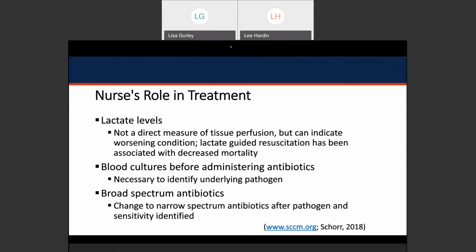The next step is to obtain blood cultures before administering antibiotics, and this is best practice. The rationale is to facilitate accurate identification of the underlying pathogen. But antibiotic administration should not be delayed if there's difficulty obtaining blood culture specimens. Following collection of blood culture specimens, broad-spectrum antibiotic therapy is initiated. Then, after the blood cultures have resulted, the antibiotics can be changed to a more narrow-spectrum classification that's specific to the underlying pathogen and the sensitivity report.